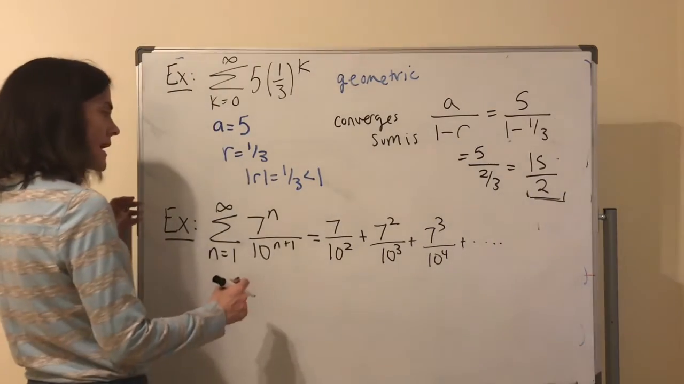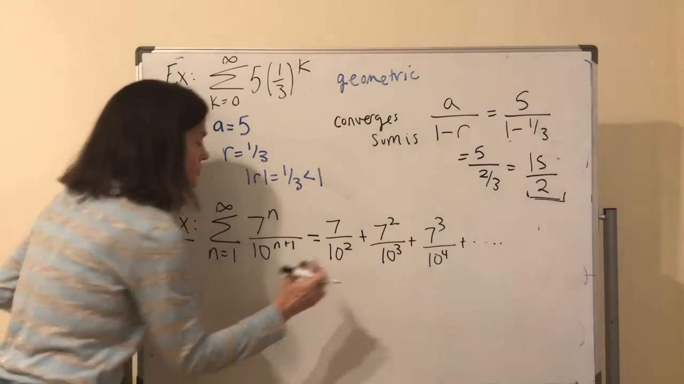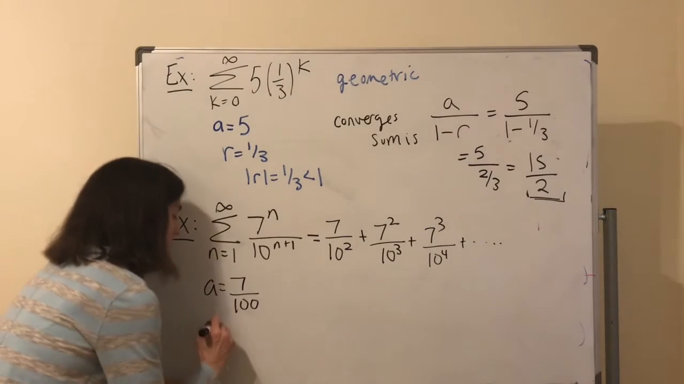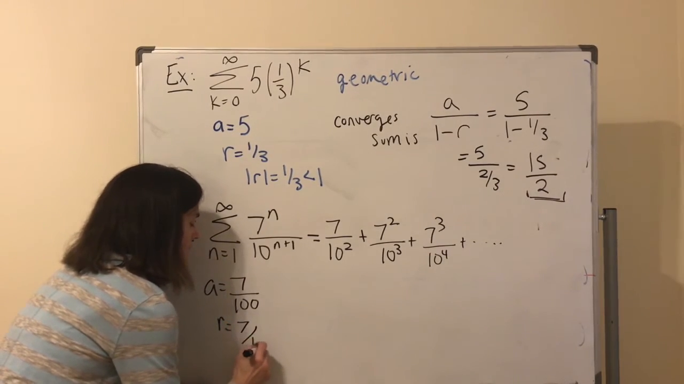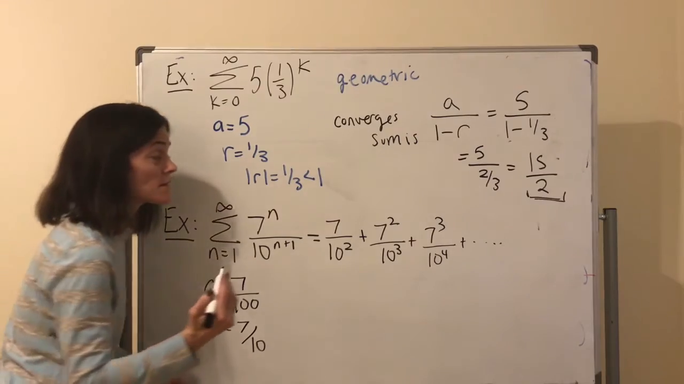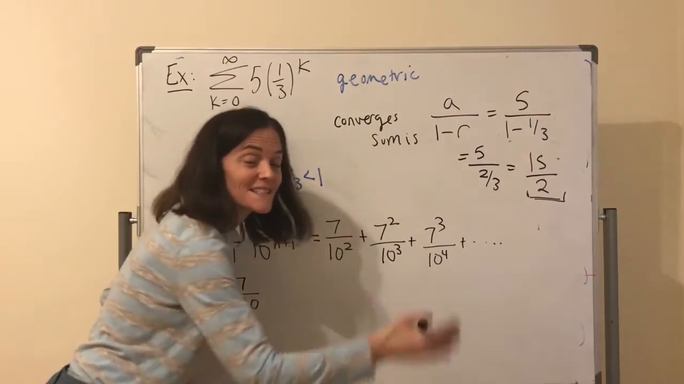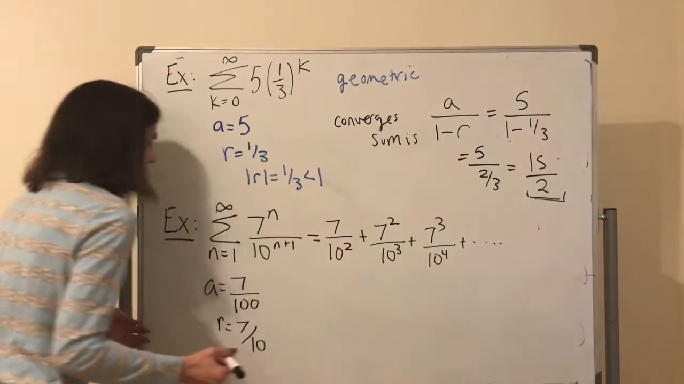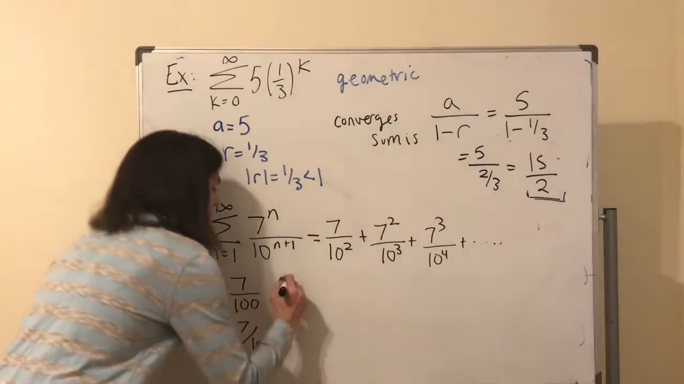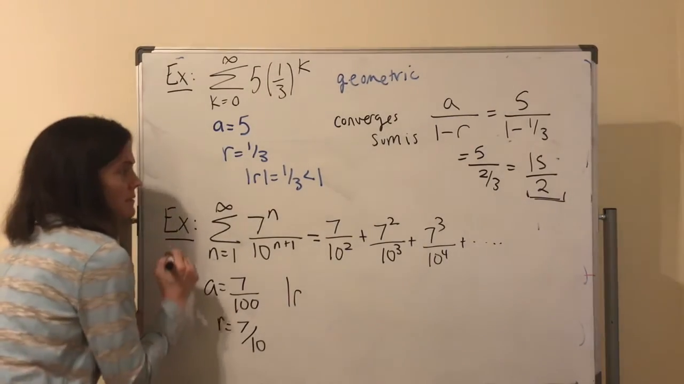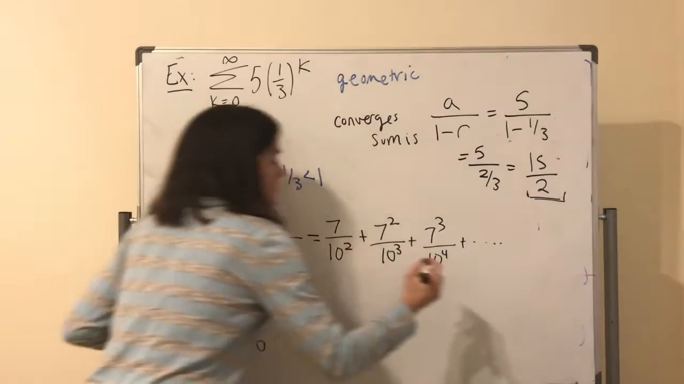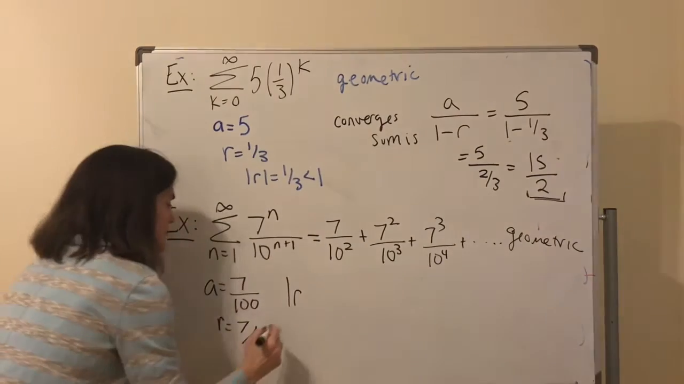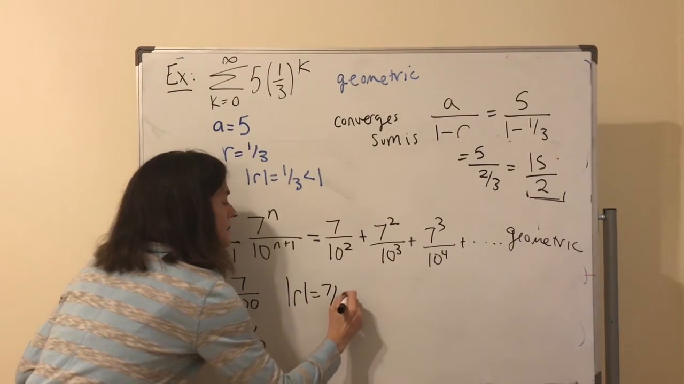Okay, now you see by looking at the terms, the initial term, a, is 7 over 100. And r is 7 over 10, because as you move from one term to the next, you're multiplying by 7 over 10. And this is also geometric. Absolute value of r is 7 over 10, less than 1.